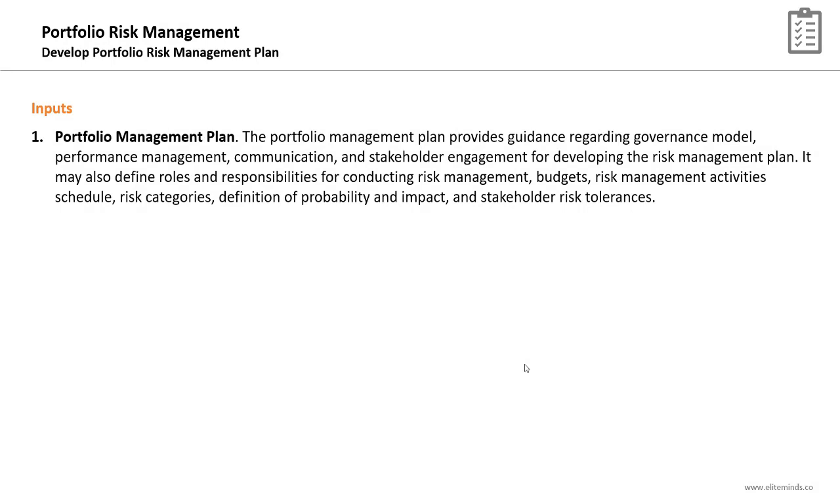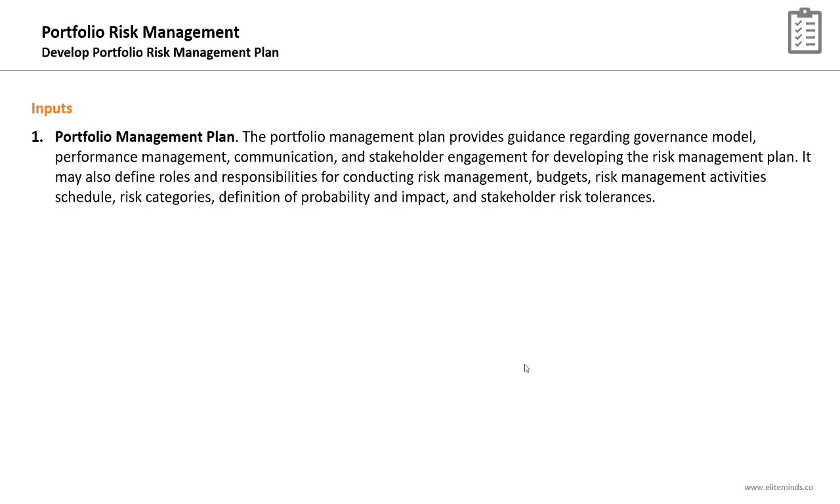Starting with the portfolio management plan. While you are planning for risk management in your portfolio, you will rely on this plan as it will provide you with a guidance regarding the portfolio governance model, performance management, communication, and stakeholder engagement for developing the risk management plan. It may also define roles and responsibilities for conducting risk management, budgets, risk management activities, schedule, risk categories, definition of probability and impact, and stakeholder risk tolerances.